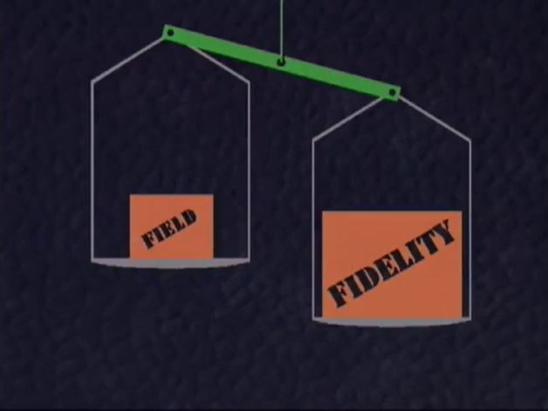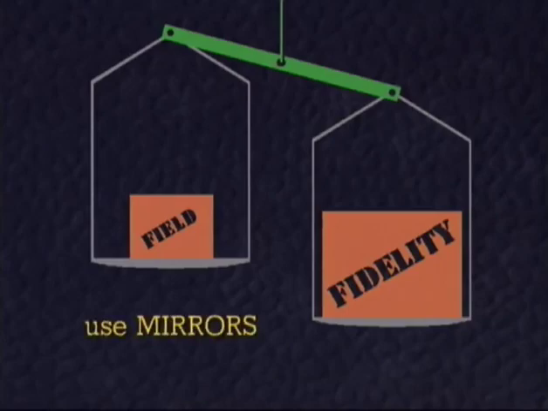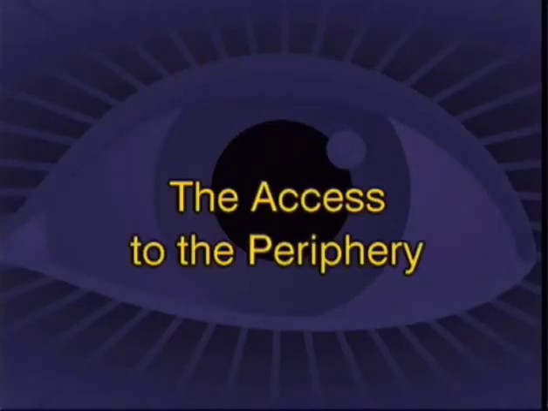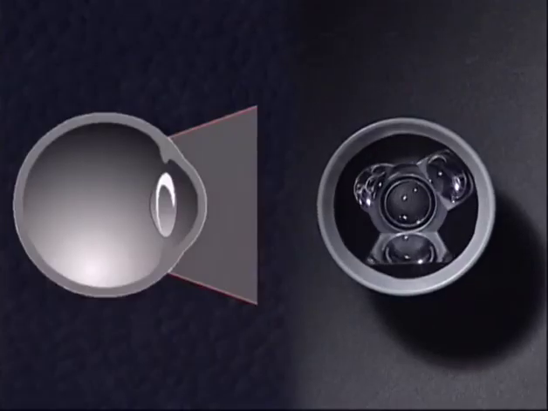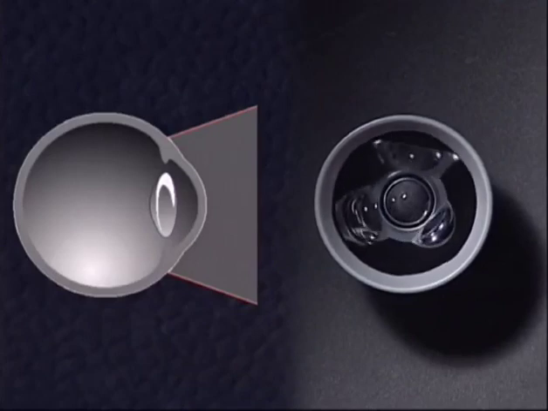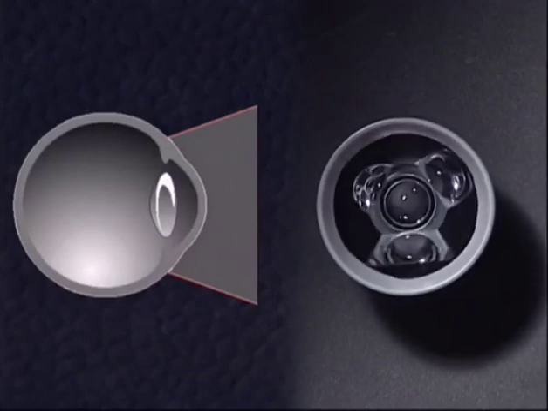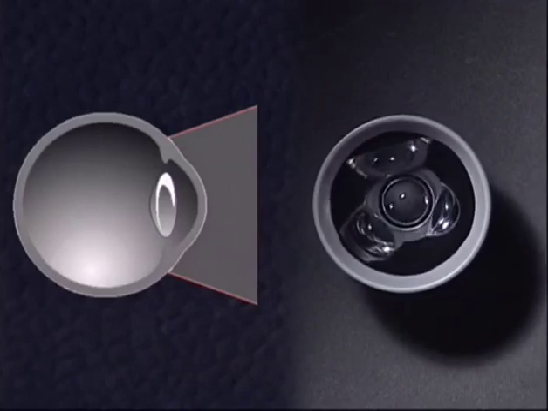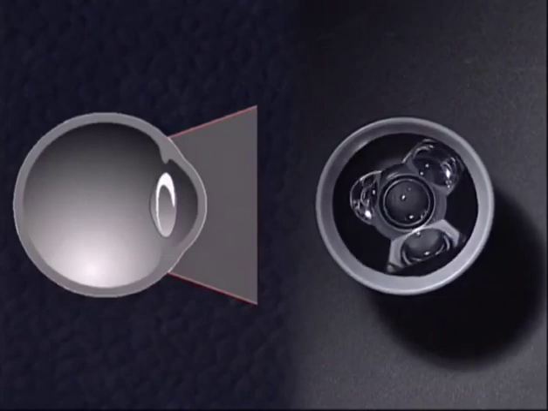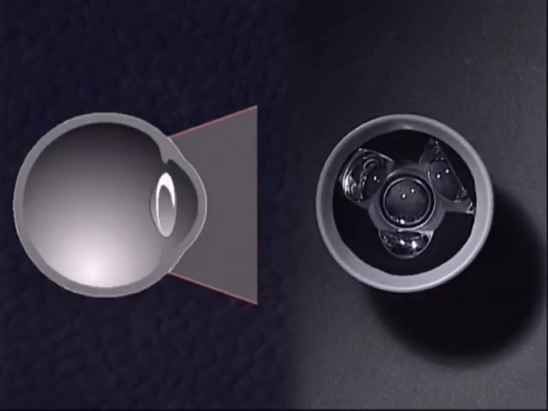But with plano-concave contact glasses, there is another way to examine a wider field: the use of mirrors. For access to the periphery, plano-concave contact glasses have been designed which are equipped with mirrors of different inclinations. The classical example is the three-mirror contact glass of Goldmann.